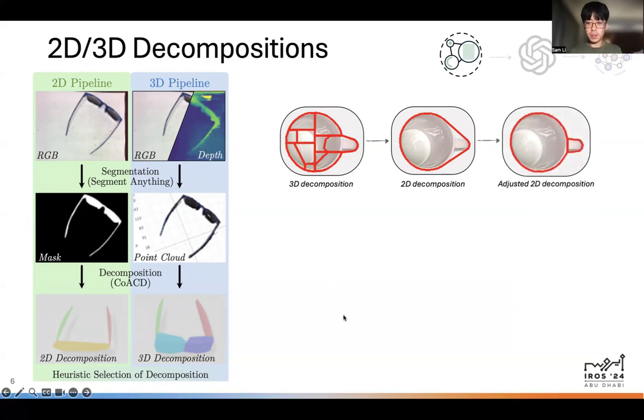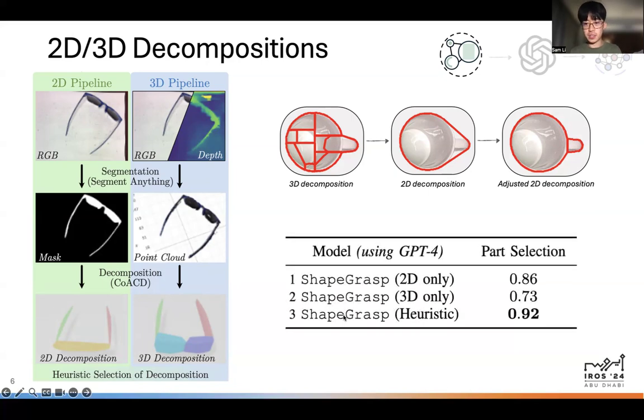Now let's briefly skip ahead and look at some ablation results that speak to the usefulness of this dynamic decomposition procedure. You'll notice that both the 2D and 3D pipeline in isolation do not perform as well as the heuristic, which can leverage the benefits of both. From here, the rest of the pipeline and graph construction stays the same.